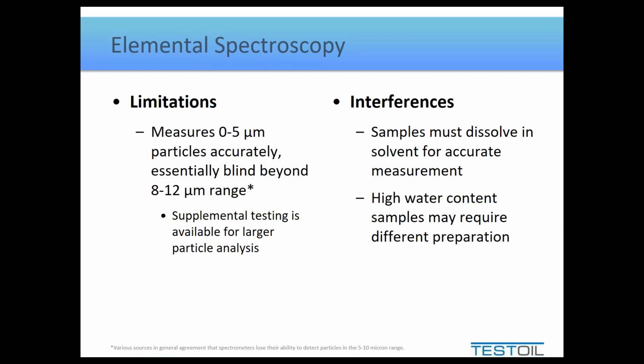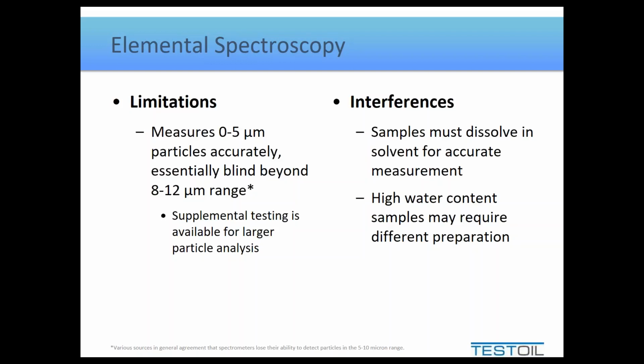Now, I've also listed some interferences just so we understand why sometimes the numbers get a little bit screwy. But as I said, we do dilute the sample to turn it into an aerosol. If it doesn't dilute, well, it doesn't get measured very well. So we will have to alter the solvent accordingly. As well, water content can skew the result.